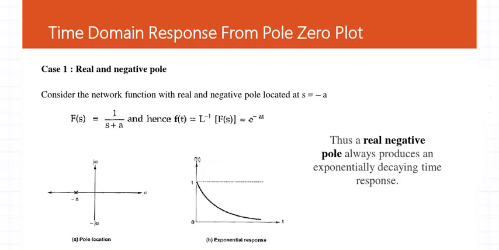Let us look at the first case. The first case is when the poles are real and negative. Here is an example of a pole which is situated on the left half of the S-plane. The pole has a negative value. This is the transfer function of the system, and the pole has the value s equal to -a. So the pole is situated in the left half of the S-plane, and this is the corresponding transfer function.